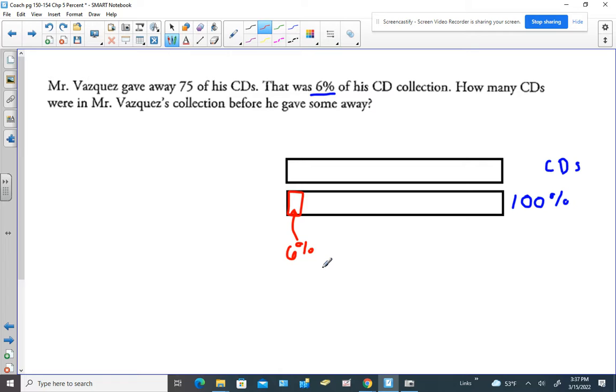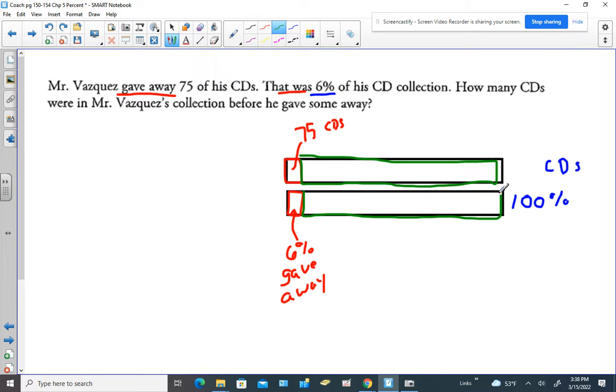Now, we have to be more specific. We need a label. It's saying that he gave away, and that was 6%. So this is what he gave away. 6% is what he gave away, and they're saying that that number is 75. So we'll make a little box here, and we'll put the number 75 in there. 75 CDs. Now, we have an actual number of CDs here, and we have a percent here that we could figure out.